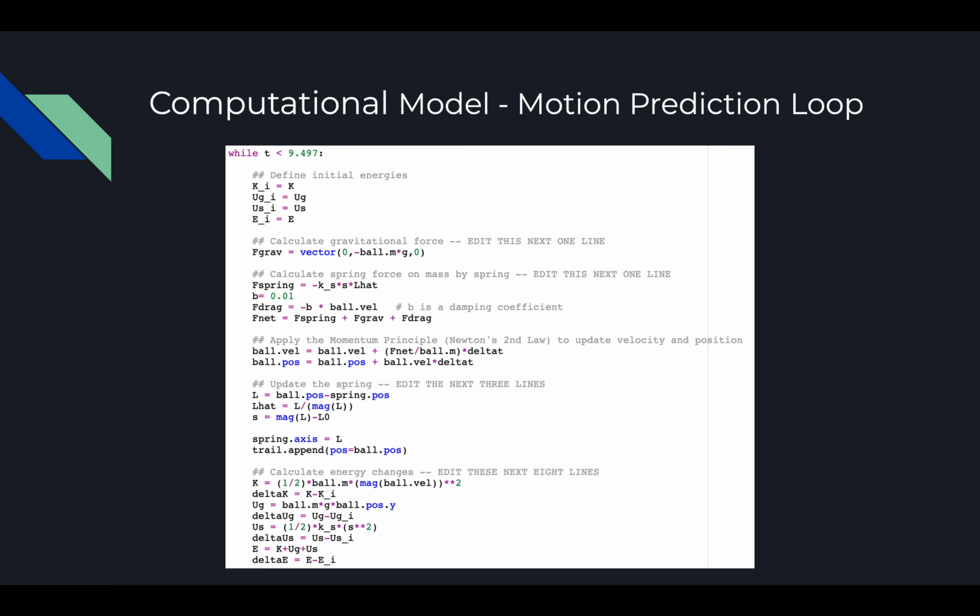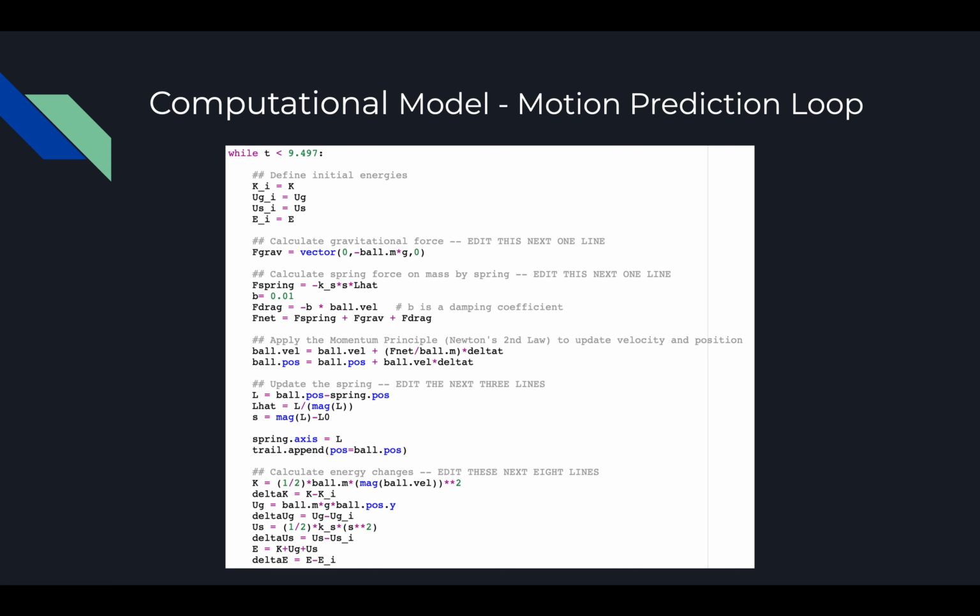So this is our while loop, our computational model motion prediction loop. First we want to set our time value to make sure it's consistent with our Tracker software. Then we define our initial energies and calculate the gravitational force. Then we calculate the spring force on the mass by the spring, and apply the momentum principle to update velocity and position.